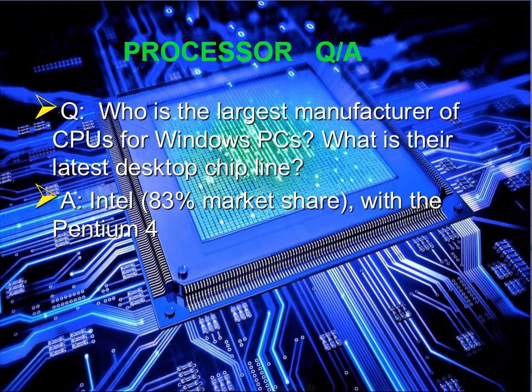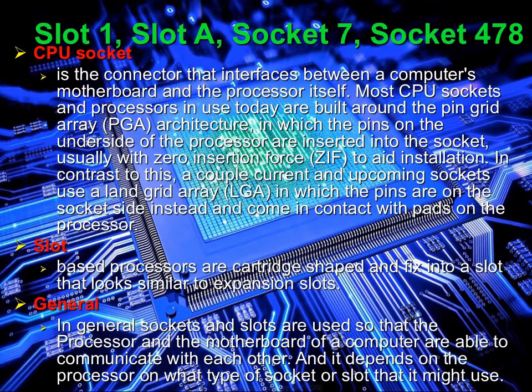In a CPU, there are two types of slot and two types of socket. First is slot 1 and slot A, and socket 7 and socket 478. A CPU socket is a connector that interfaces between the computer motherboard and the processor itself. Most CPU sockets and processors used today are built around the pin grid array. There are two types of architecture. First is PGA, meaning pin grid array, and second is ZIF, meaning zero insertion force.